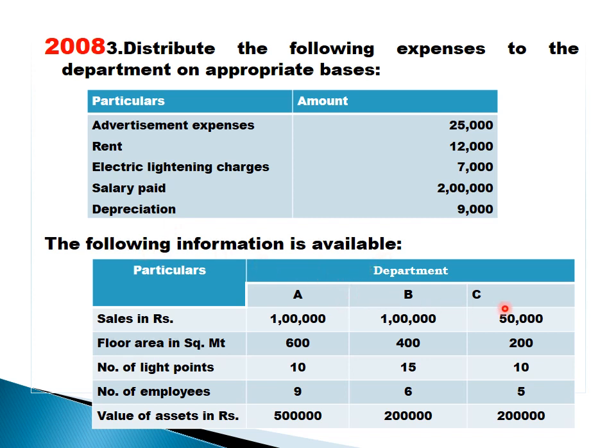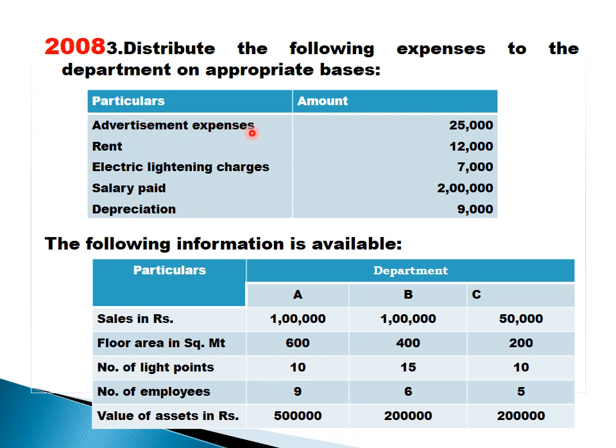There are 3 departments, A, B and C. Sales 1 lakh 50,000. Floor area in square meters 600, 400 and 200. Number of light points 10, 15 and 10. Number of employees 9, 6 and 5. Value of assets in rupees 5 lakh, 2 lakh and 2 lakh. So students, these 5 expenses you should distribute.